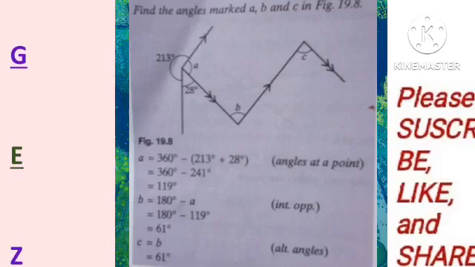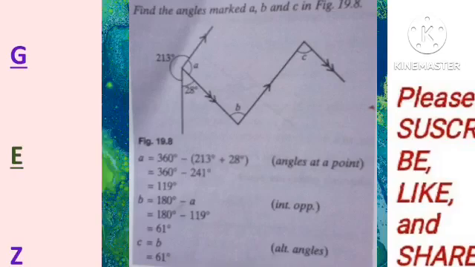So that means when we subtract the other angles from 360, we'll get the angle A. So in this case A will be equal to 360 minus the other angles, which are 230 degrees, 213 degrees and 28 degrees. Now A will be equal to 360 minus 241, that is 119 degrees. So moving on to the next part, we have angle B.